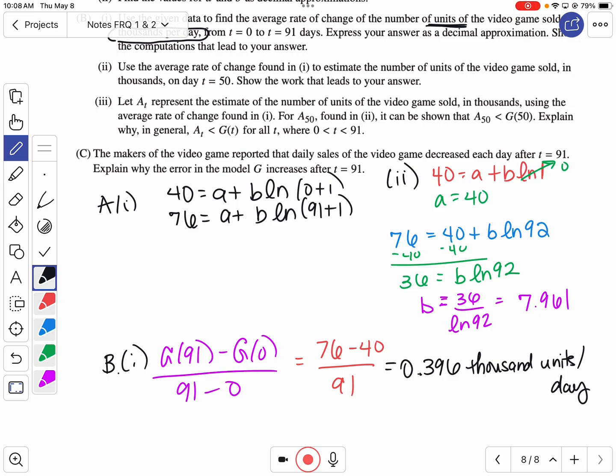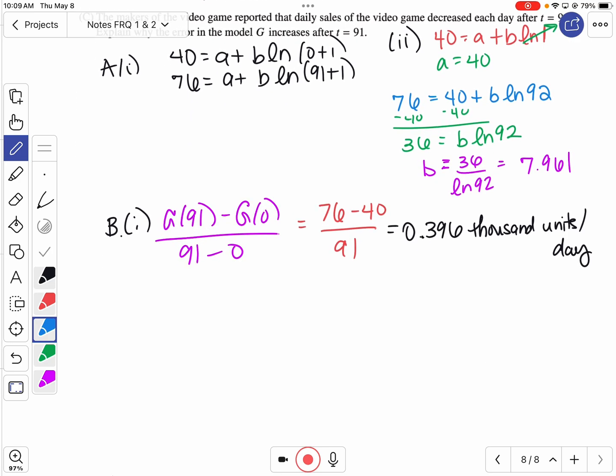All right. Now, this is where it gets a little interesting. This one varies a little bit from the last example that we saw, all right? On part 2, it says to use the average rate of change found in part 1 to estimate the number of units on day 50 and show the work that leads to your answer, okay? What this is asking me to do is to write the equation of a line, right? It's asking me to write the equation of the line.